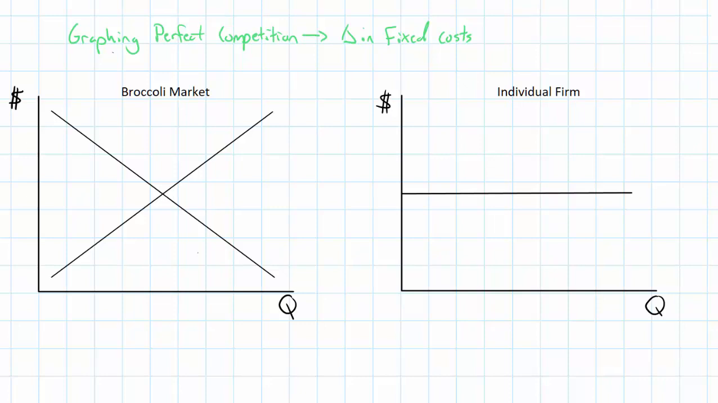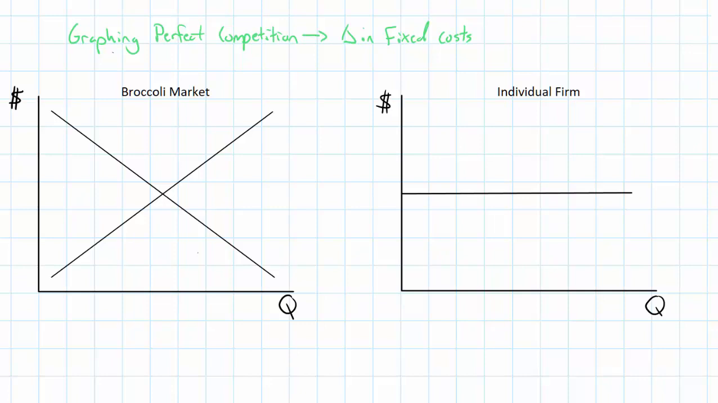In this video, we're going to talk about graphing perfect competition, and we're going to start with an industry that's in long-run equilibrium, and then we're going to add in a change in fixed costs, and then we'll see how that will then adjust back to a new long-run equilibrium. So what I'm going to do first, I'm going to just finish my labeling here.